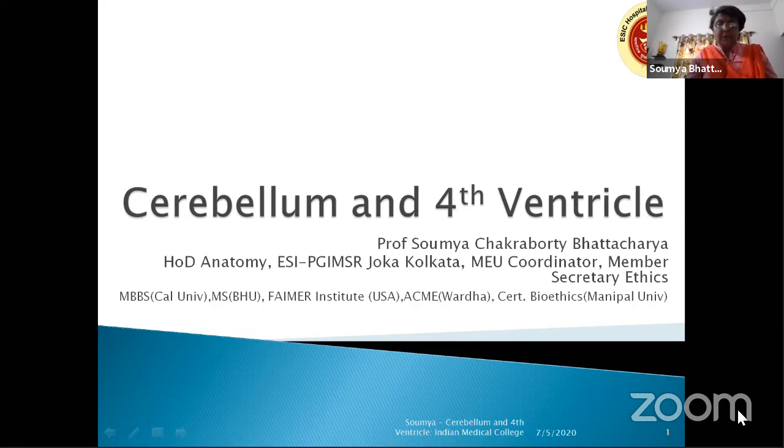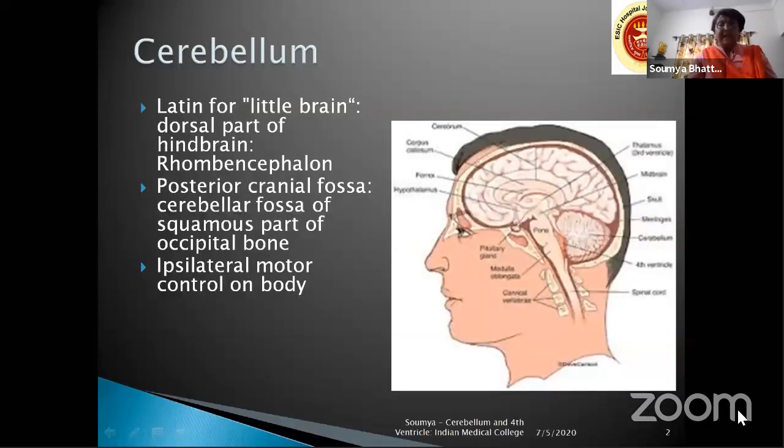Now, as you all know, the cerebellum is a very important structure present in the hindbrain, and this is also known as the little brain. The other name for it is the rhombencephalon. So you can see the cerebellum here in this part. It is located in the posterior cranial fossa, and when we talk about the bone, it is in the cerebellar fossa of the squamous part of the occipital bone.